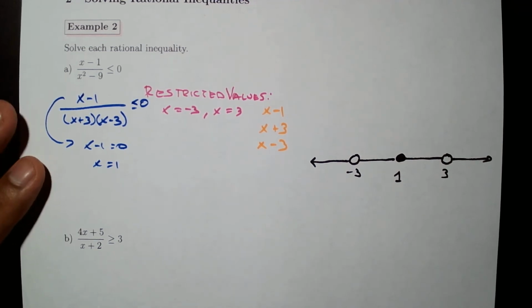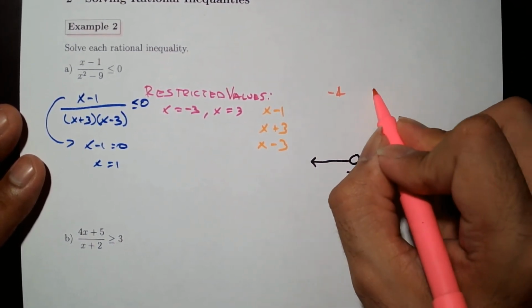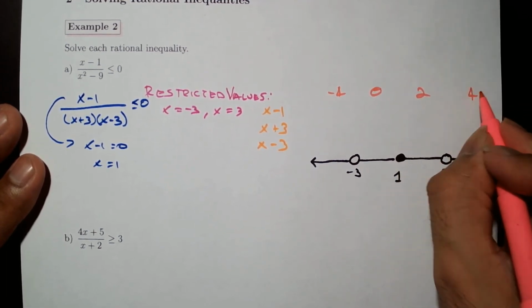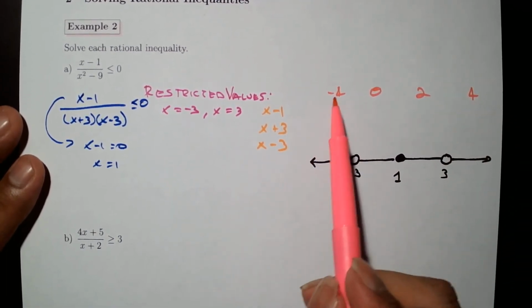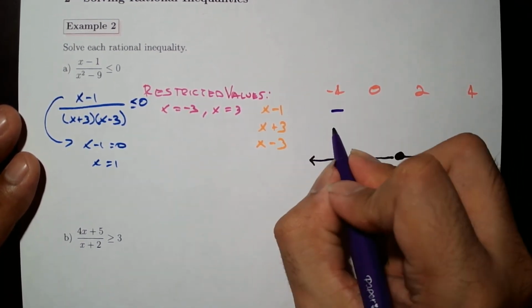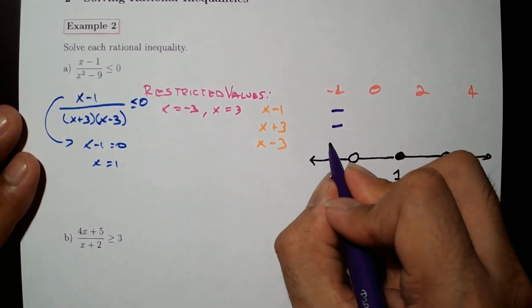And I'm going to choose test values between each interval. In this case, those values that I will choose are going to be -4, 0, 2, and 4. So I'm going to plug in these numbers. -4 minus 1, it's still negative. -4 plus 3 is negative. -4 minus 3, it's even more negative.